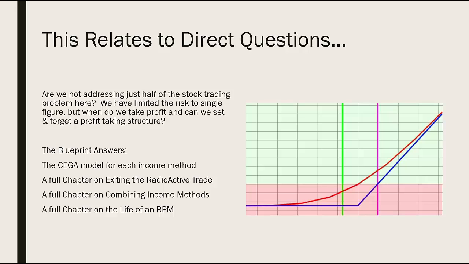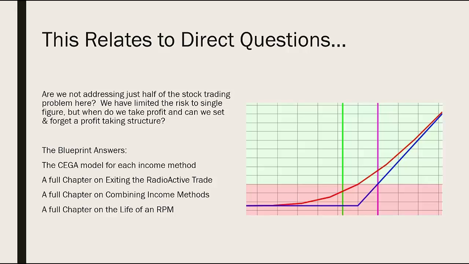It relates to direct questions. Are we not addressing just half of the stock trading problem here? We've controlled the risk. We've left the upside open, but what now? When do we take profit, and when can we set and forget a profit-taking structure? And this is what the blueprint answers.